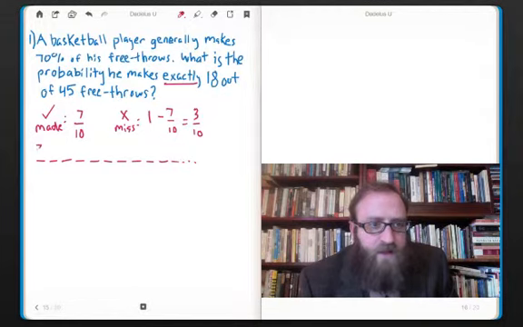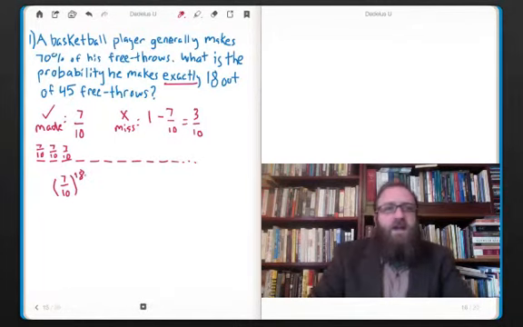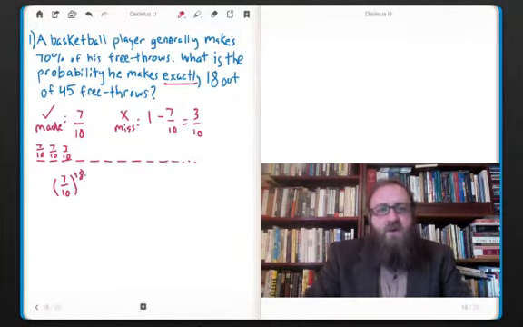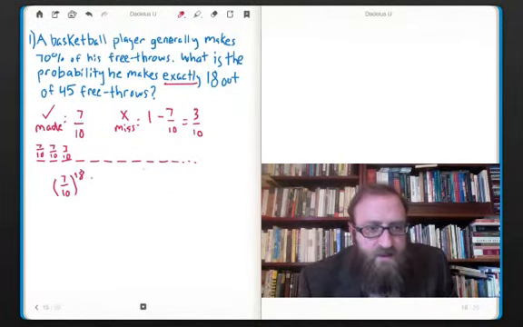And what we're saying is the probability that he makes a shot, let's say the first shot, is 7/10. Probability that he makes the second shot is another 7/10, and so on. Now we want to see 18 shots made. So essentially what we have here is the probability that a shot is made to the 18th power, because we want to see 18 shots made. Now, because it says exactly, and this is where the word exactly becomes important, we also have to make sure that he misses the other, let's see, 45 minus 18 is 27. So we have to make sure that we multiply that by 3/10 to the 27th.